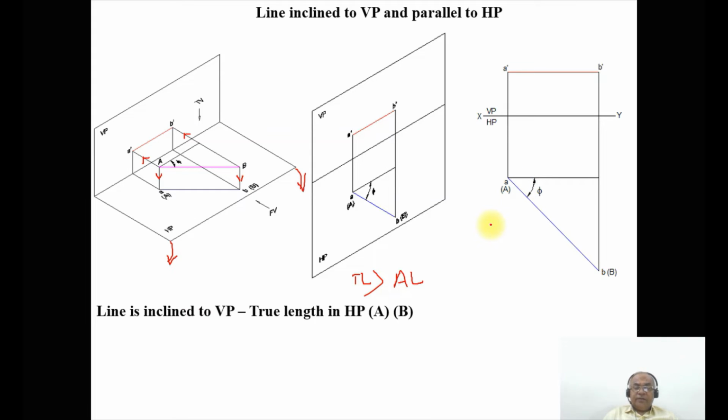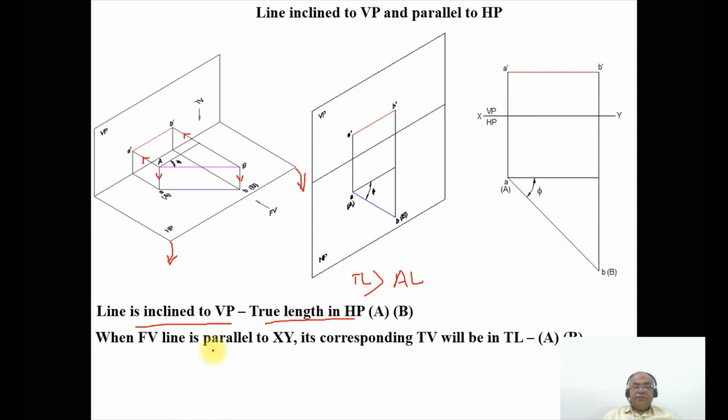So this is what we will be summarizing here. The line is inclined to VP, and the true length will be in HP, which is capital A and capital B. When the front view line is parallel to XY, its corresponding top view will be in true length, that is capital A and capital B. Phi is the true inclination with respect to VP. So this is how you will be able to analyze the line inclined to VP and parallel to HP.